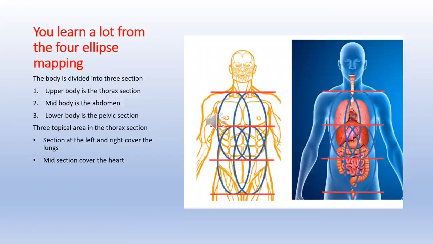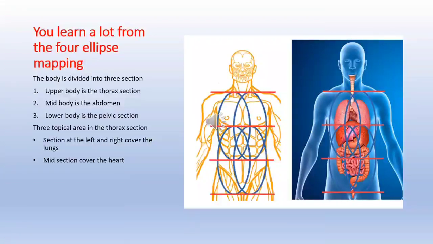Now sometimes we say that the body is external, intermediate and internal. Sometimes it's also true that the body can be divided into three sections: the thorax section, the abdomen section, the pelvic section. So sometimes the thorax section refers to the external section, the abdominal section refers to the internal section, and then the pelvic section is the endosystem. So these are the three areas.